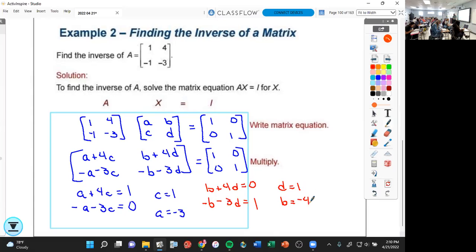Okay. Guess what matrix X is? A is -3. B is -4. C is 1. And D is 1. This, folks, is the inverse to this. If I multiply these two matrices together, I'm going to get the identity. Okay.